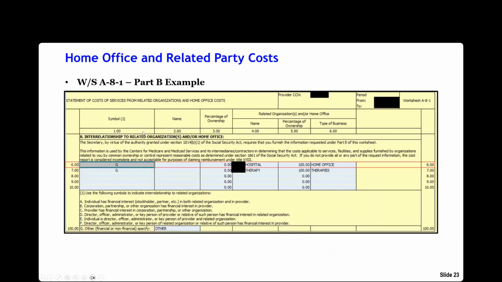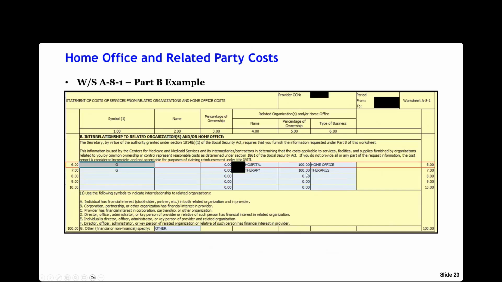That's A81 Part A. Part B gives us the detail of who these related parties are and are they owned in part by the provider or vice versa. They don't have to be owned. Again, it could be control, but there's just information on it.